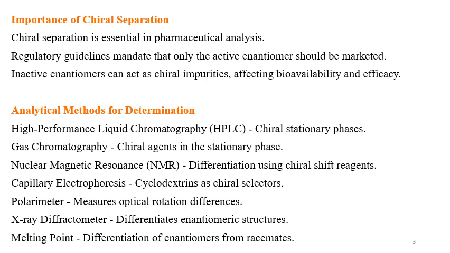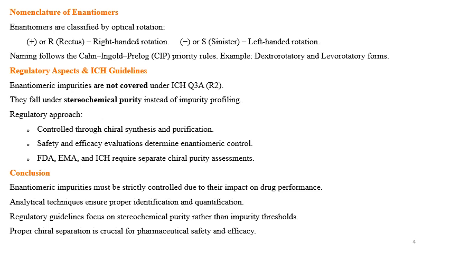Different analytical techniques and methods are used for their determination, like HPLC with chiral stationary phases, GC with chiral agents in the stationary phase, NMR, capillary electrophoresis, polarimeter, which measures optical rotation differences, X-ray diffractometer, and differentiation by the melting point. These are some of the analytical methods for their determination.